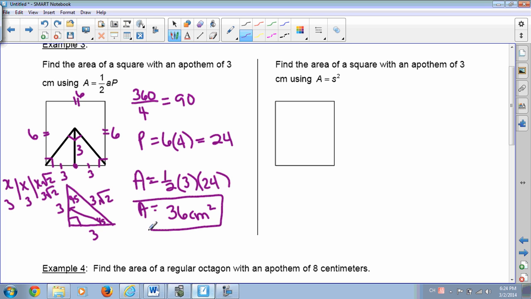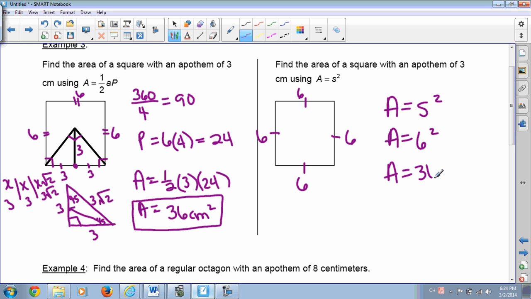Okay, well, let's see if we can match that with area equals side squared. Well, we already know from what we've done over here what each of our sides are. We found out over here that each of our sides is 6. So, using our regular formula that you would usually use with a square, side squared, and each one of our sides is 6, and 6 squared is 36 centimeters squared. So, as you can see, you can either use 1/2 a times p or side squared to find the area of a square, and you will get the same answer.